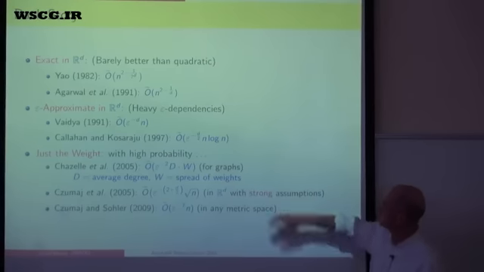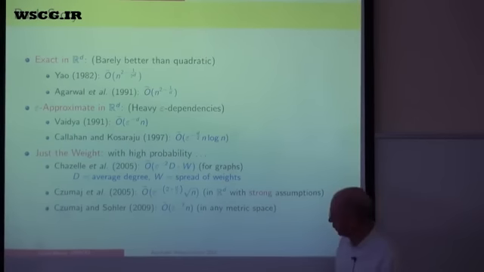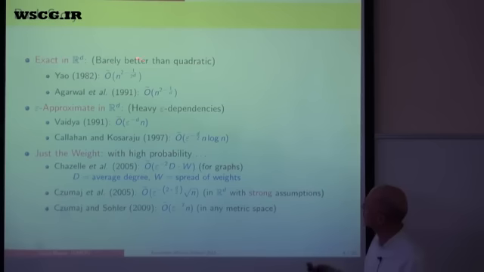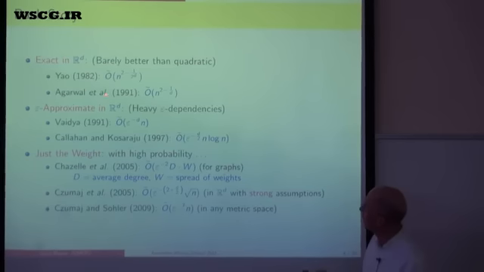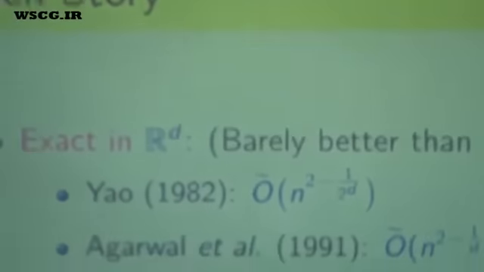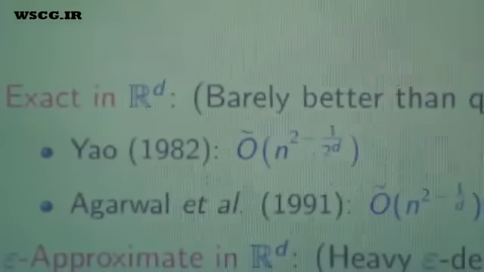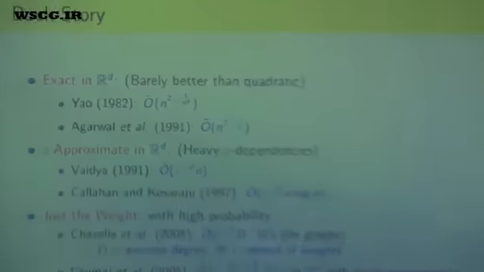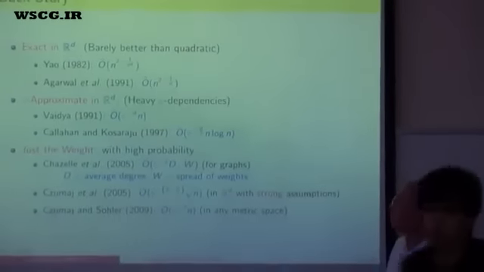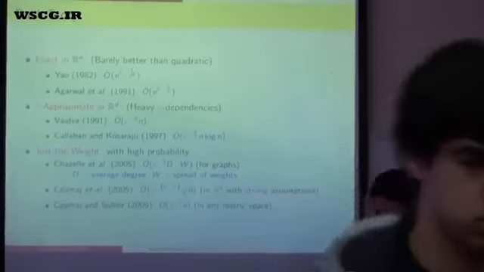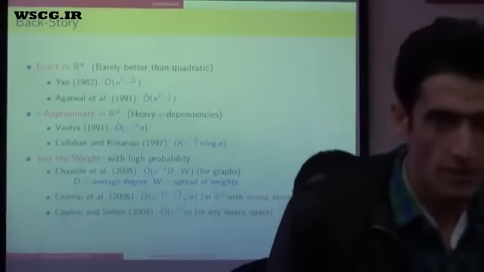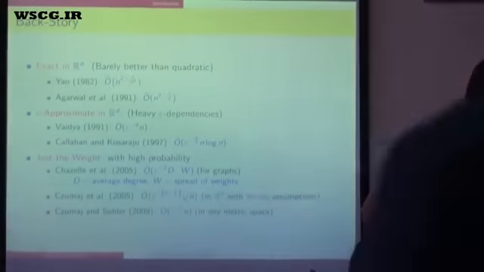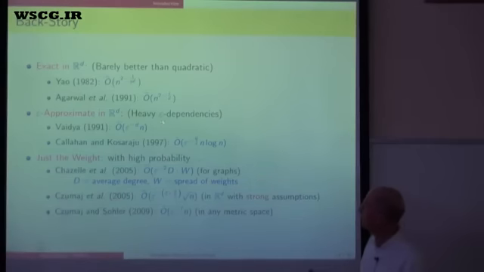Okay, so let me give you a little bit of history. So with respect to exact algorithms, there's a very well-known result in this area. Actually, this result by Andrew Yao was interesting because it introduced a number of ideas that have since been used in approximation algorithms in geometry. And the running time, again, was essentially quadratic, very, very slightly less than quadratic. This was improved to n squared to the 1 minus 1 over d. D, remember, is the dimension.